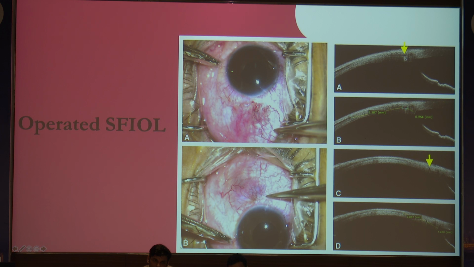This is a plane of the haptic, SFL haptic. I can see this LR is here. So the safe distance is 5.3 millimeter. So I have enough space, right? So I can just recess or even plicate this muscle.